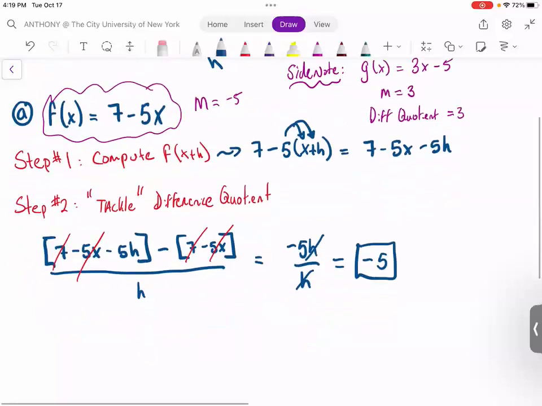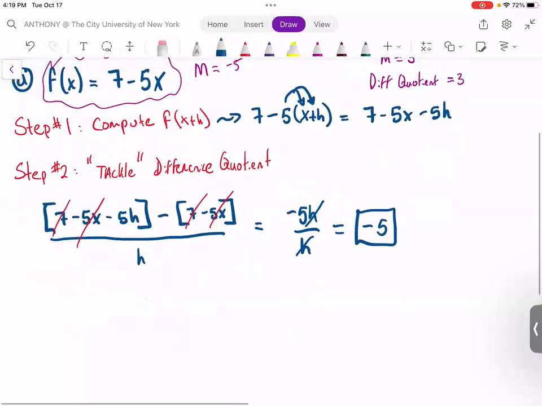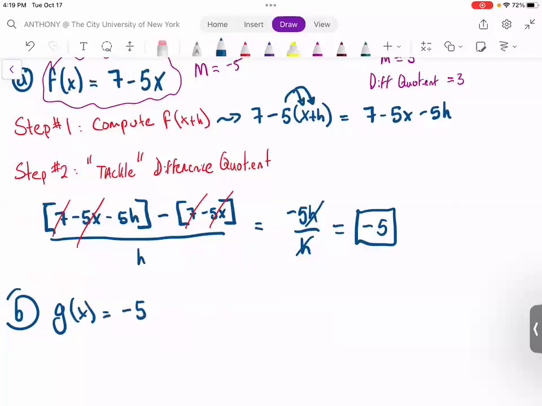And I can show you with the second example. So let's look at part B. Let's say in part B, I give you g of x is equal to negative 5 times x squared plus 3x minus 18. Does anybody know what the overall shape of this graph is going to look like here?